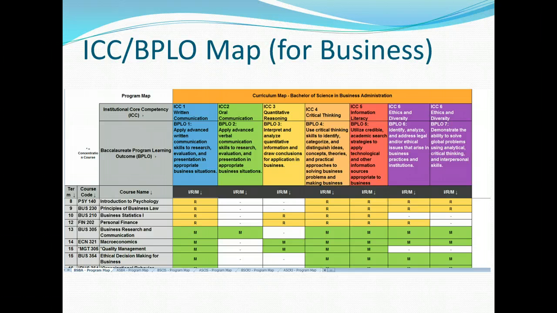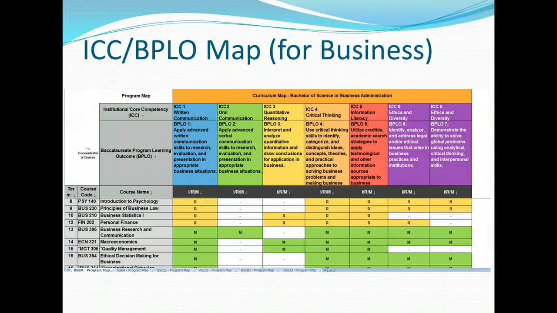So this is the ICC PLO map for business. This is our baccalaureate program. Our institutional core competencies are the same for all of our programs. We want our students to be able to achieve college level written communication, oral communication, quantitative reasoning, critical thinking, information literacy, which also goes to technological literacy, and our ICC 6, which is ethics and diversity. And this is at the baccalaureate level.